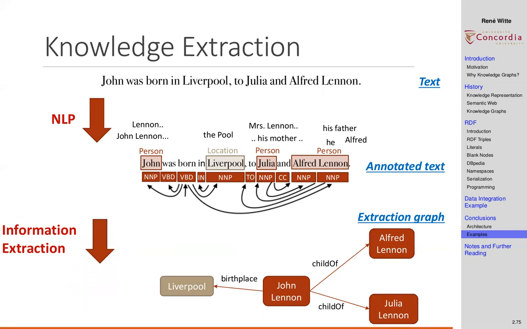And finally, with more and more advanced natural language processing, you can also extract information directly from natural language text. So if you have information like here in a sentence, John was born in Liverpool, then you can have an NLP algorithm that identifies that there is a person in there, a location in there, and that there is a relation in there between John and the city. And then based on this analysis, you can extract a graph, either directly or you take an existing graph and add some information.